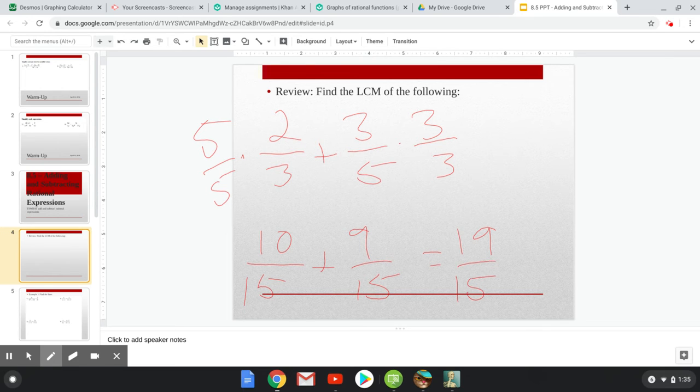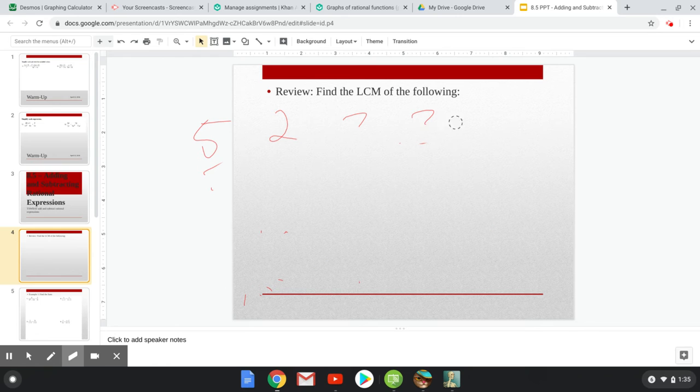Now, this is the most simple version of finding a common denominator. A little bit more interesting is the situation where we have denominators that have factors in common. So let's look at that.